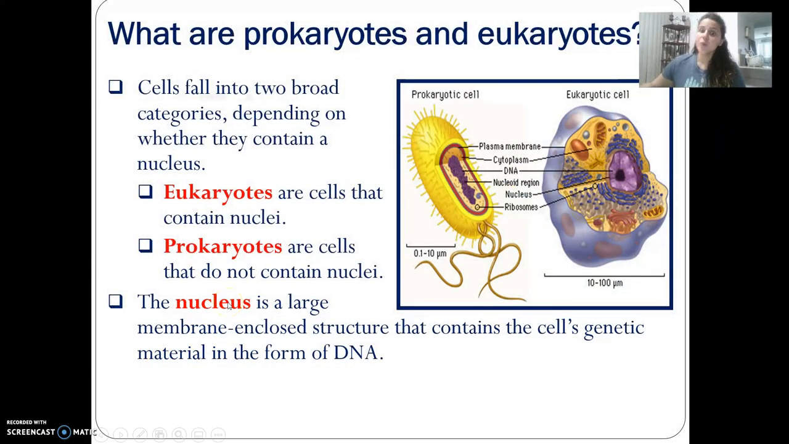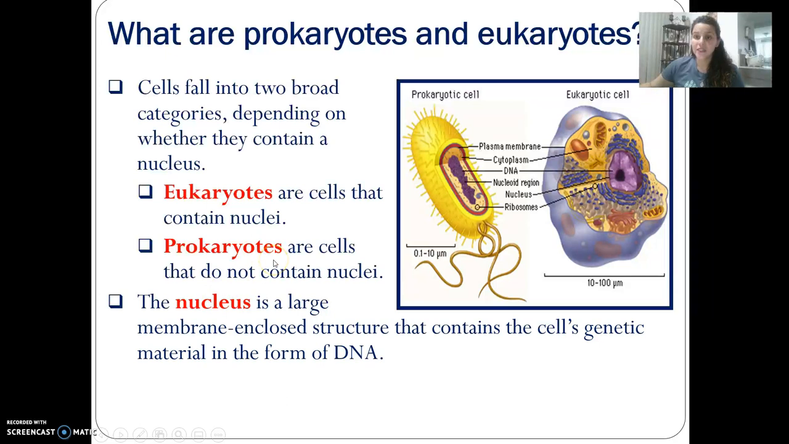Alright guys, so what are prokaryotes and eukaryotes? Now, all cells fall into two different categories depending if they have a nucleus or they don't have a nucleus. The first one, which has a nucleus, is going to be eukaryotic cells. They do contain a nucleus, and this picture right here is your eukaryotic cell. Now, you can see that there are some things that they have in common compared to a prokaryotic cell, which is this bright yellow one to the left.